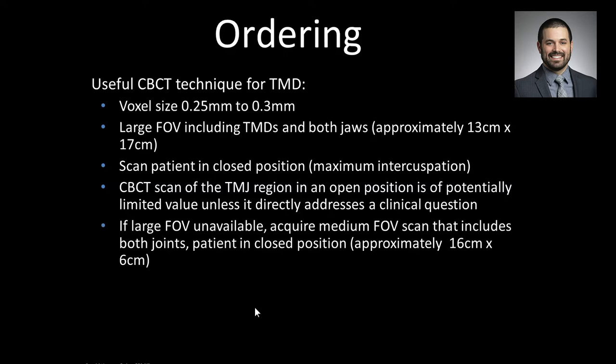If a large field of view is not available, acquiring medium or small fields of view of both joints is acceptable and works very well. But we do recommend imaging both joints in a closed position. The reason is that many times, if a patient is symptomatic on one side, radiographic changes may be on the other side, or vice versa. It gets complicated, so in general, we image both joints regardless of symptoms.